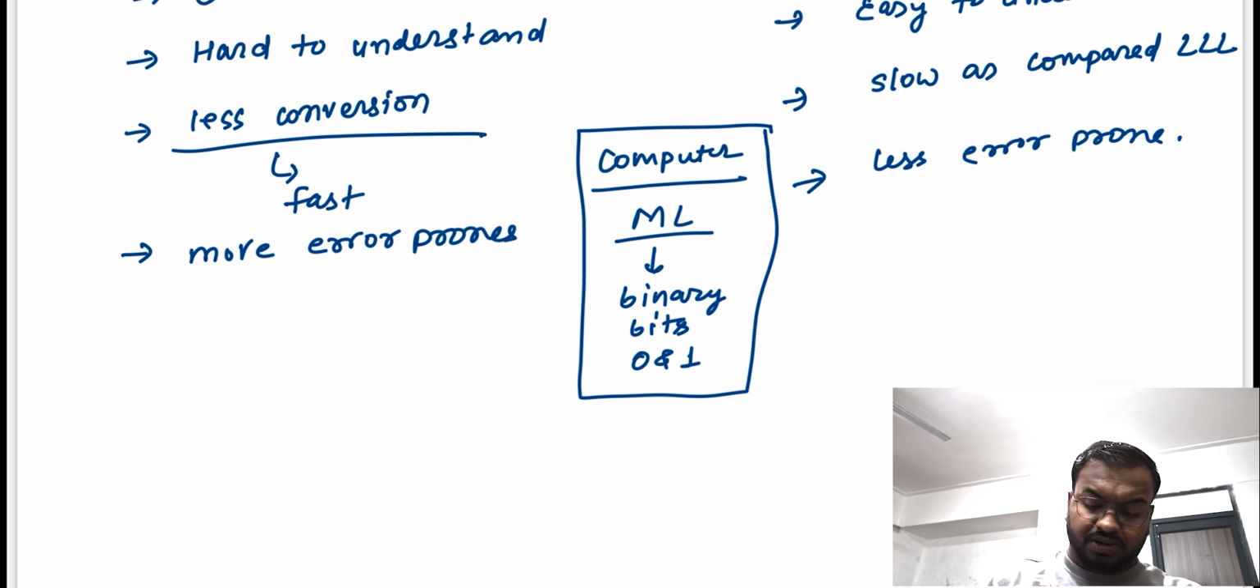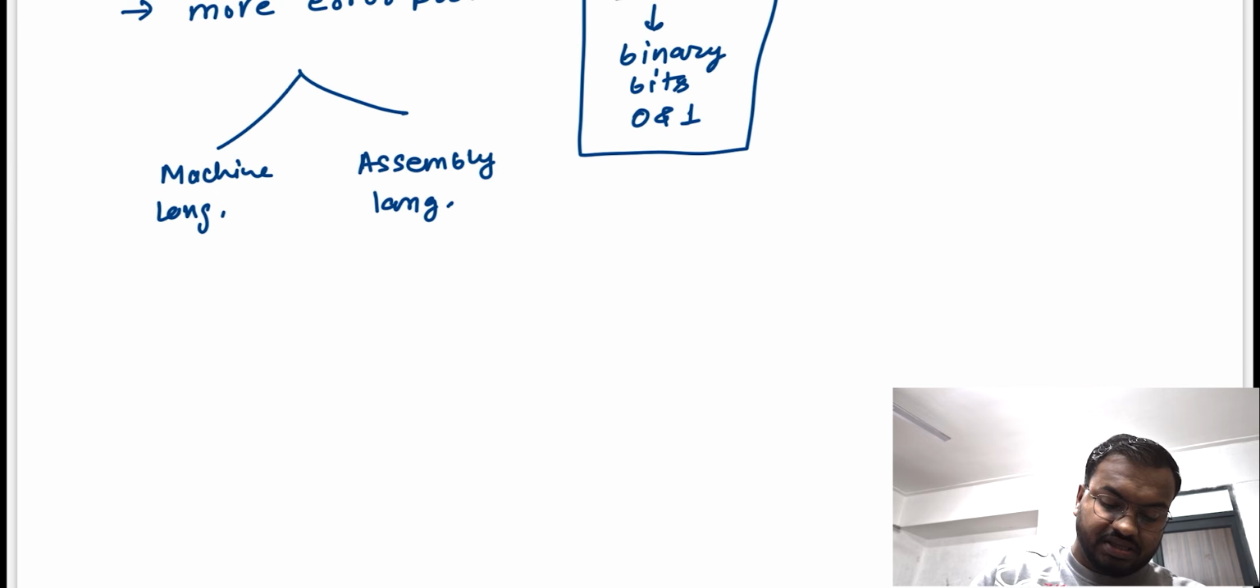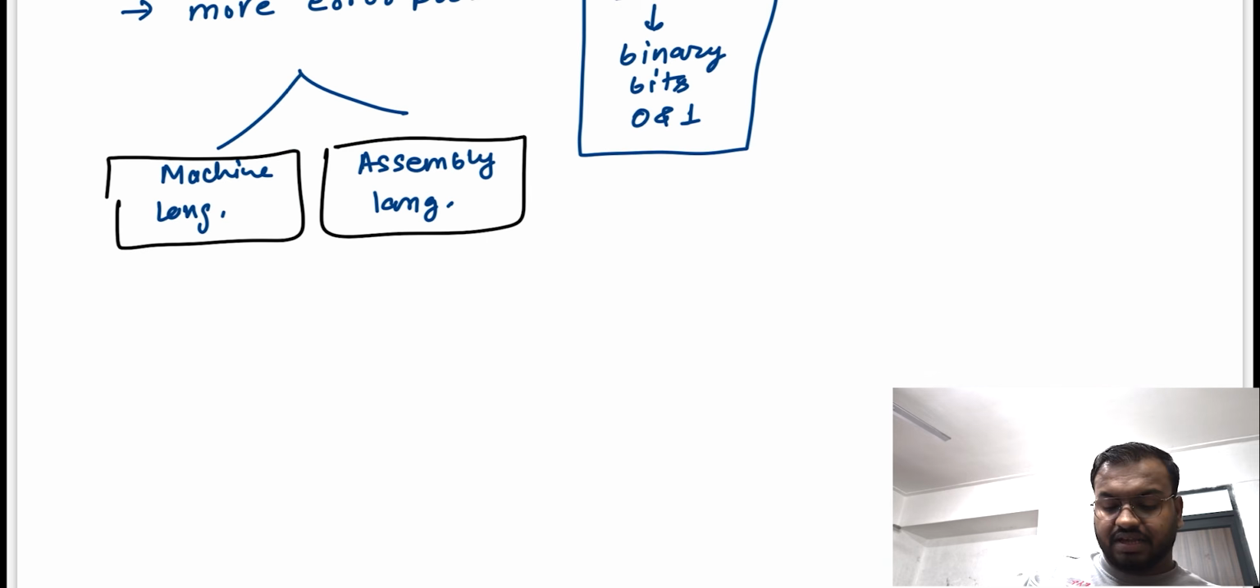This has been further classified into two parts. First one is machine language, and second one is assembly language. So we will discuss them one by one. In the low level language category, the languages are machine language and assembly language.